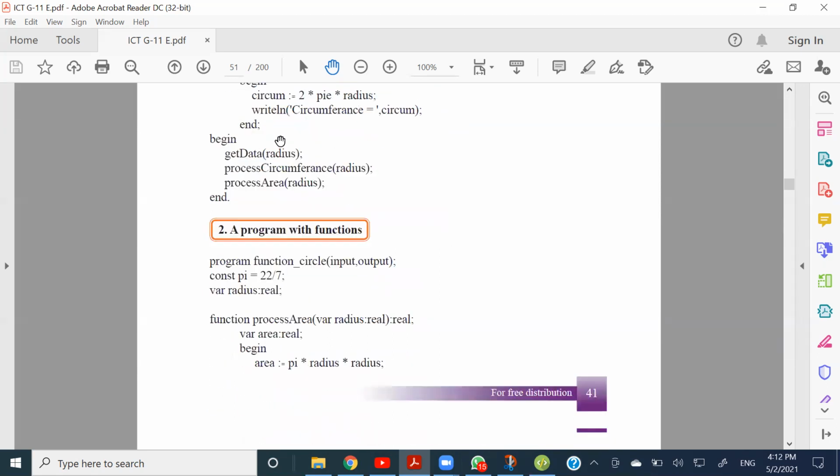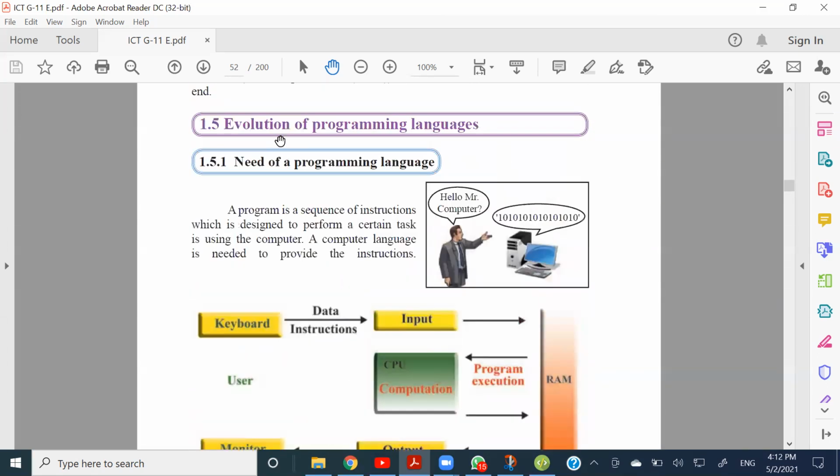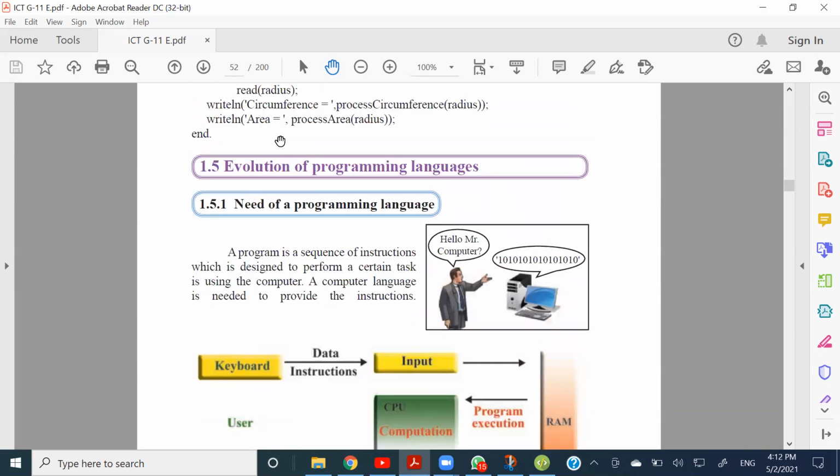Got it? Yes. Okay, so now the theory part, right? So this is about the programming languages, the evolution of it, right?